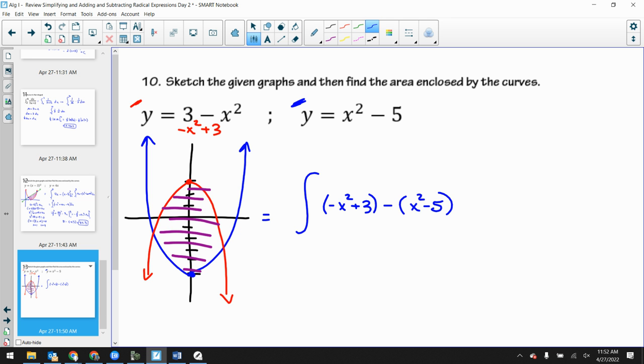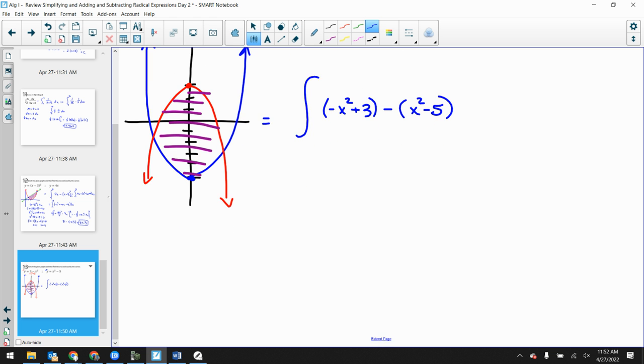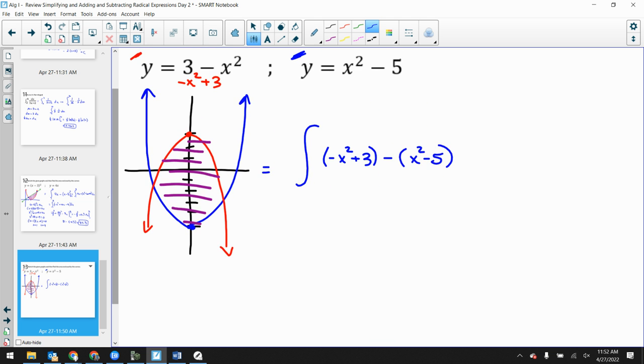Well, you could plug this in your calculator and find it, but honestly, this one's a heck of a lot easier just finding it algebraically. This is 3 minus x squared is equal to x squared minus 5. Add the x squared over to this side, that's 2x squared. Add the 5 over to this side, that's 8. Divided by 2 is 4. Plus or minus 2. Because there's no b terms, I can just solve directly and use square roots. So negative 2 to 2.